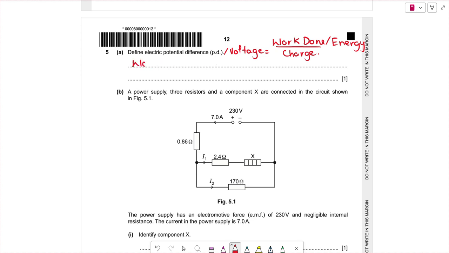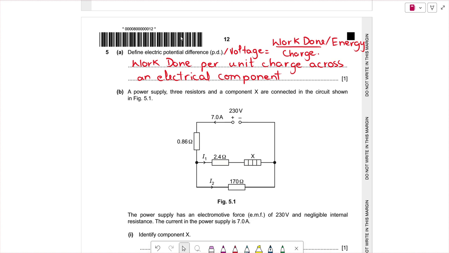So work done per unit charge across an electrical component. By electrical component we mean it can be across a resistor or a lamp, a heater, any electrical appliance in a circuit. That is how much energy is needed to drive the charge from one end to the other end across the electrical component.